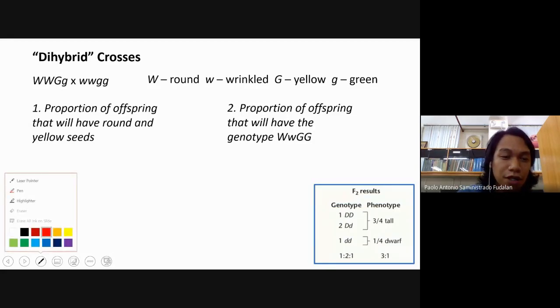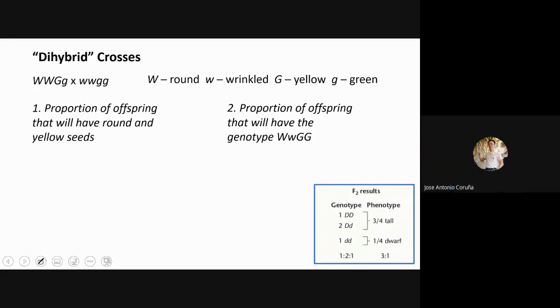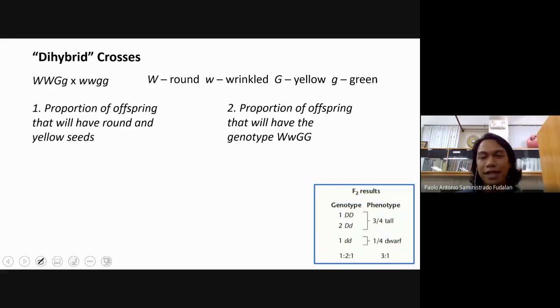Any answers for number two? Hello, sir. For number two, sir, I'll try, sir. I think none will have the genotype big W, small w, big G, big G. Yes, sir. Okay. All right.